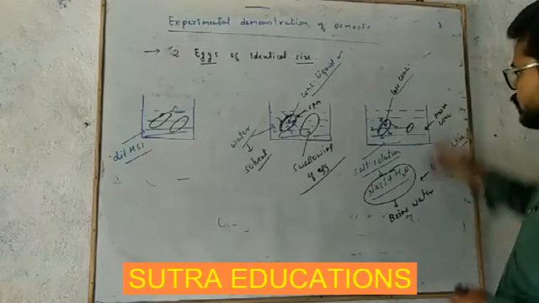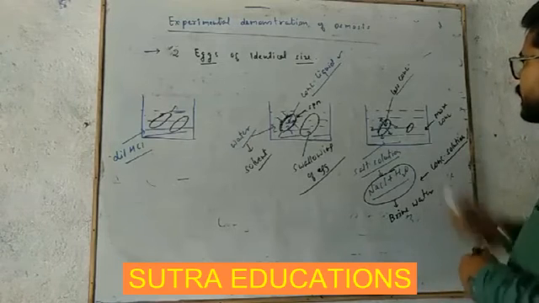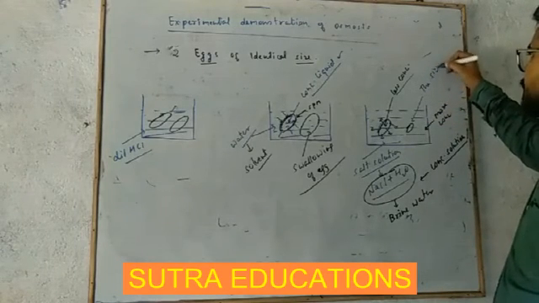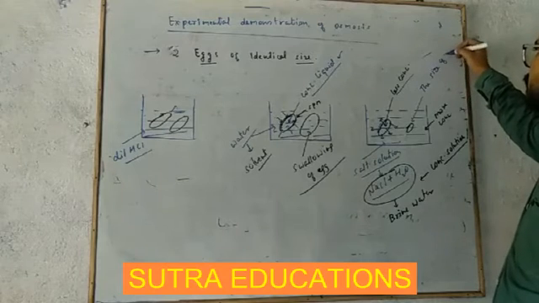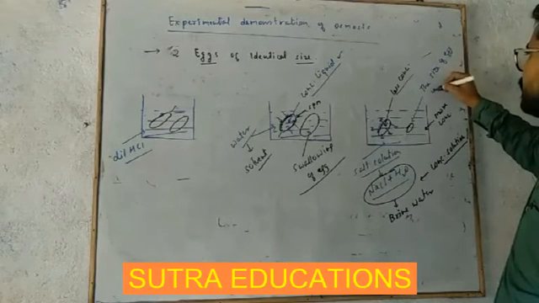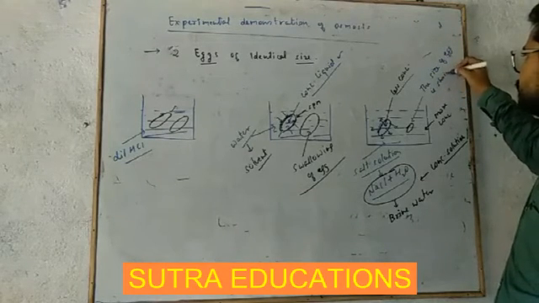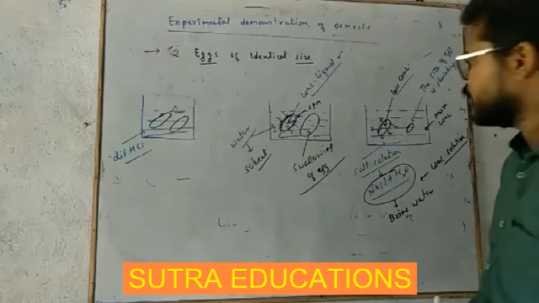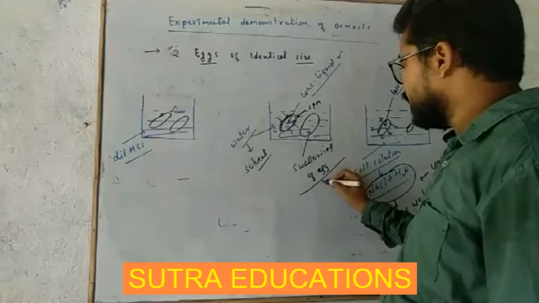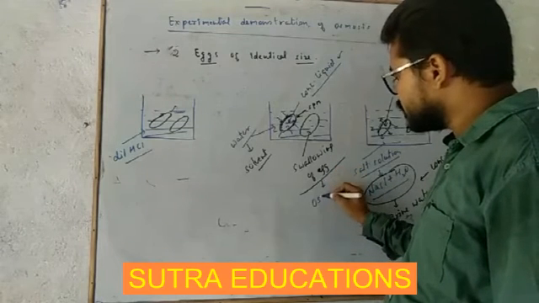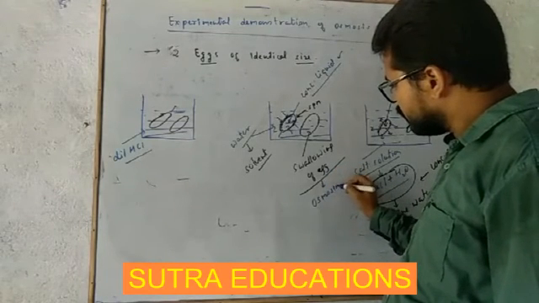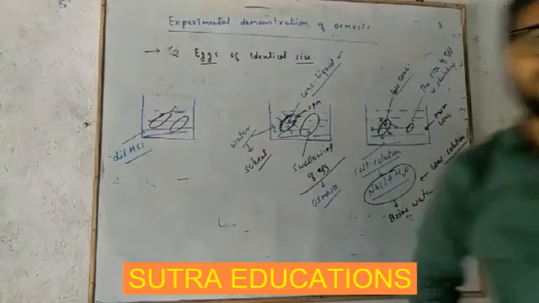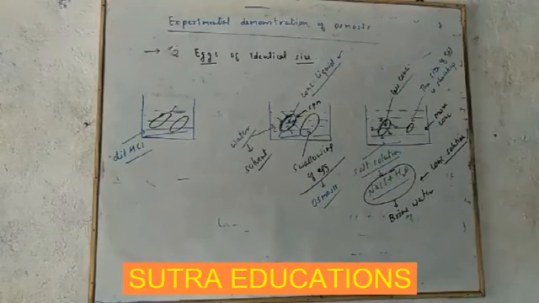So what is happening here? The size of the egg is shrinking due to osmosis. Here, swelling of the egg is due to osmosis. So this is the experimental demonstration of osmosis. Got it or not? Okay.